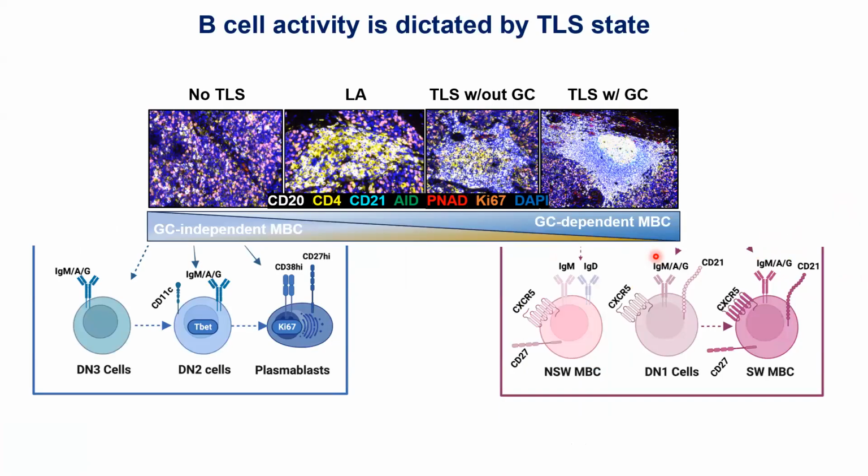So to kind of wrap up, we really do think that TLS state not only dictates T cell activity, but B cell activity. And that's borne out here, looking at germinal center dependent to independent, the different subsets of B cells, which I didn't get into in a lot of detail given time. But really, we think that that is going to allow us to understand spatially then what's happening with these B cells functionally. So they're linked together.